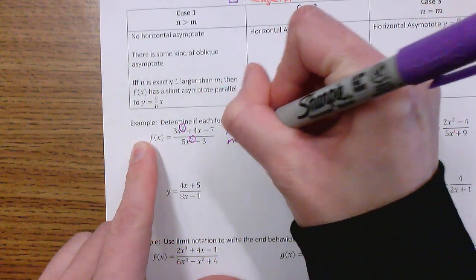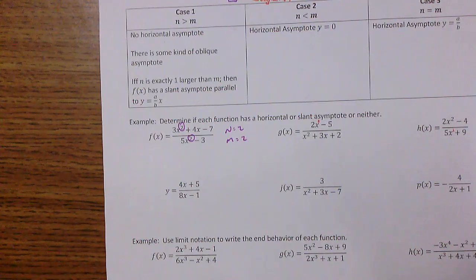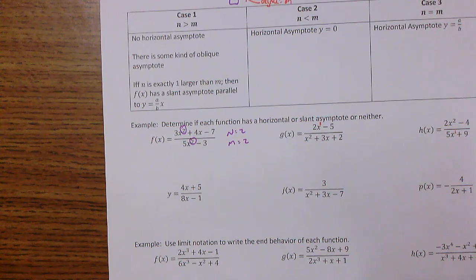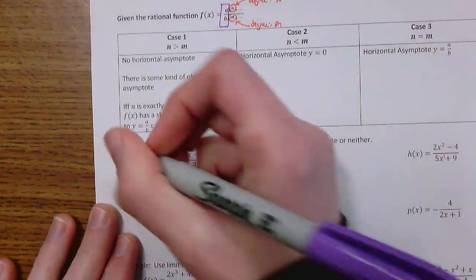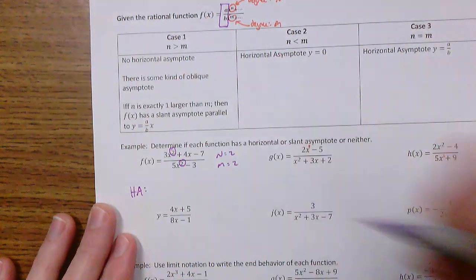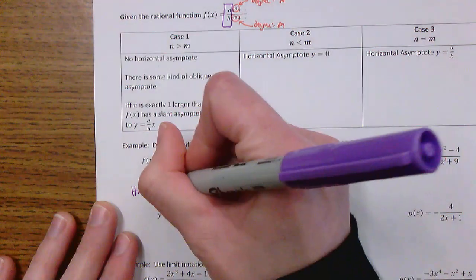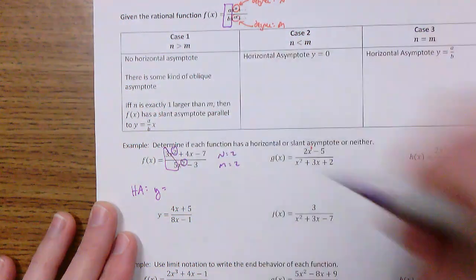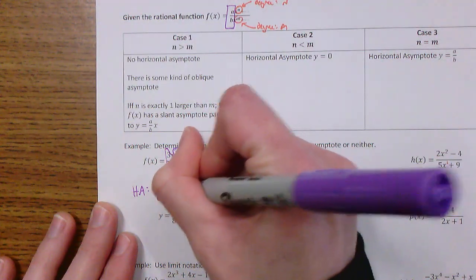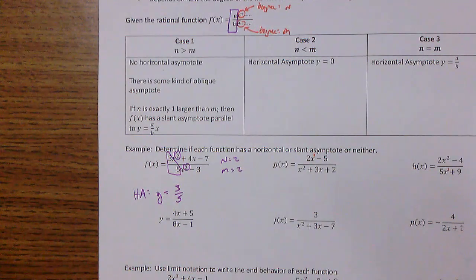And then the degree on the bottom is also 2. So we have n equals 2 and m equals 2. So that means they equal each other. So we're in case 3. That means I'm going to have a horizontal asymptote, which I'm going to abbreviate. And the equation is y equals this ratio right here. So it's y equals 3 over 5. And that's it.